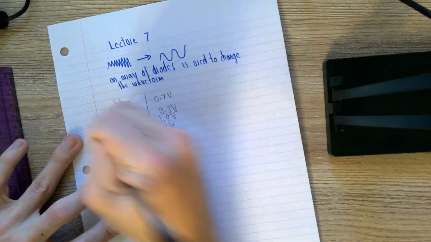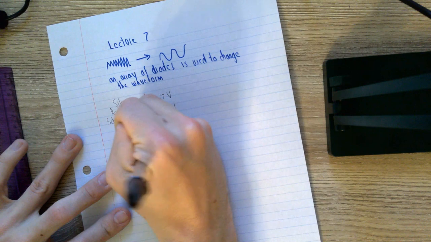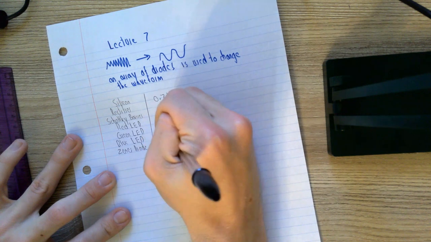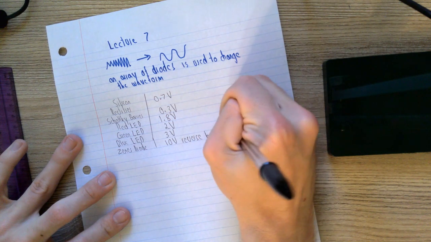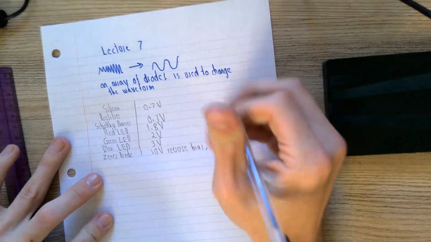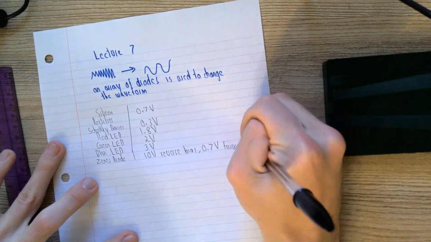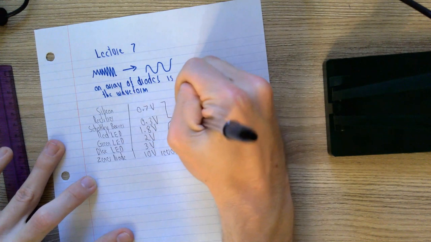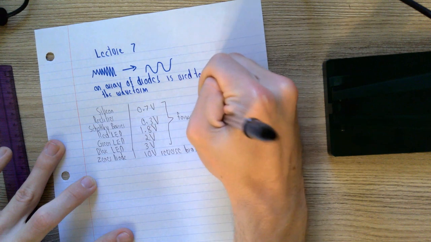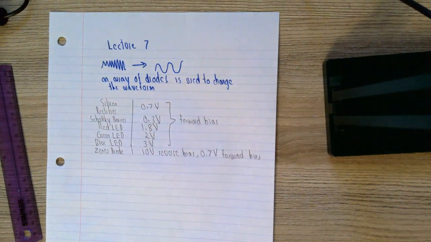And for the Zener diode, it's about 10 volts reverse bias, but it is 0.7 volts forward bias. All the others here, I just wrote specifically in forward bias, just so you know. Okay, now that we talked about all the different types of diodes, when you should use them, the voltages, and what those curves look like when they turn on, let's look at an example and try to solve it.